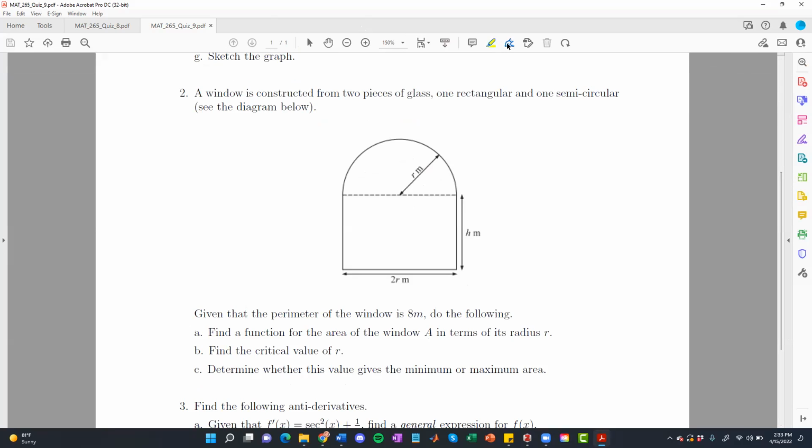The other thing we need to talk about is, what's our constraint? What's the thing that's going to limit us in that goal? The perimeter of the window is 8 meters. So we know the perimeter of the window is 8 meters. So basically what Solomon is getting at is setting up a problem around this constraint.